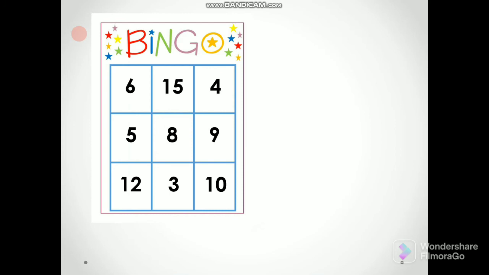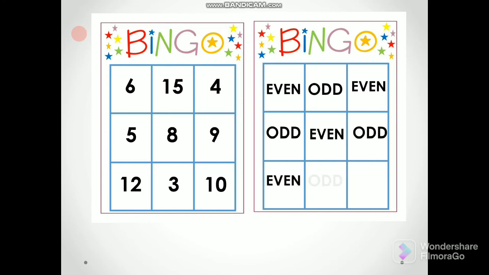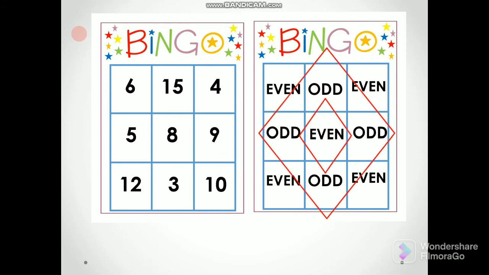So another pattern that I've noticed is that 6 is even, 15 is odd, 4 is even, 5 is odd, 8 is even, 9 is odd, 12 is even, 3 is odd, and 10 is even. So as we all notice, all odd numbers form a diamond shape. For row 1, we have 1, for row 2, we have 2, and for row 3, we have 1. And it forms a diamond shape.